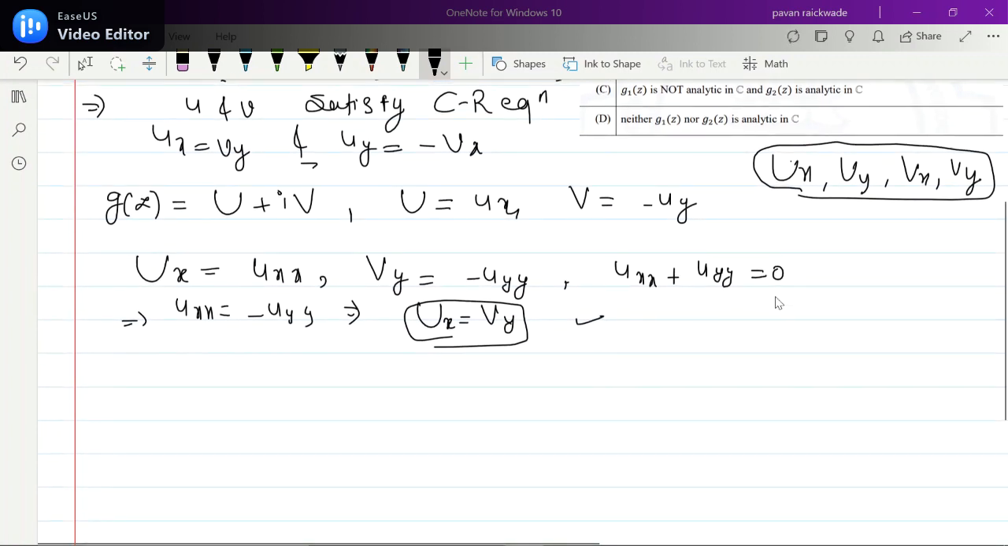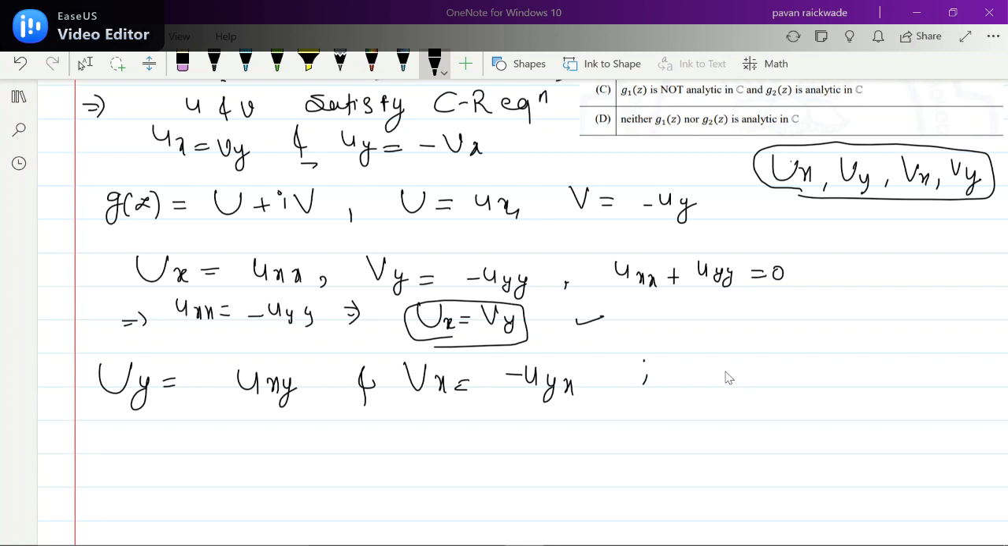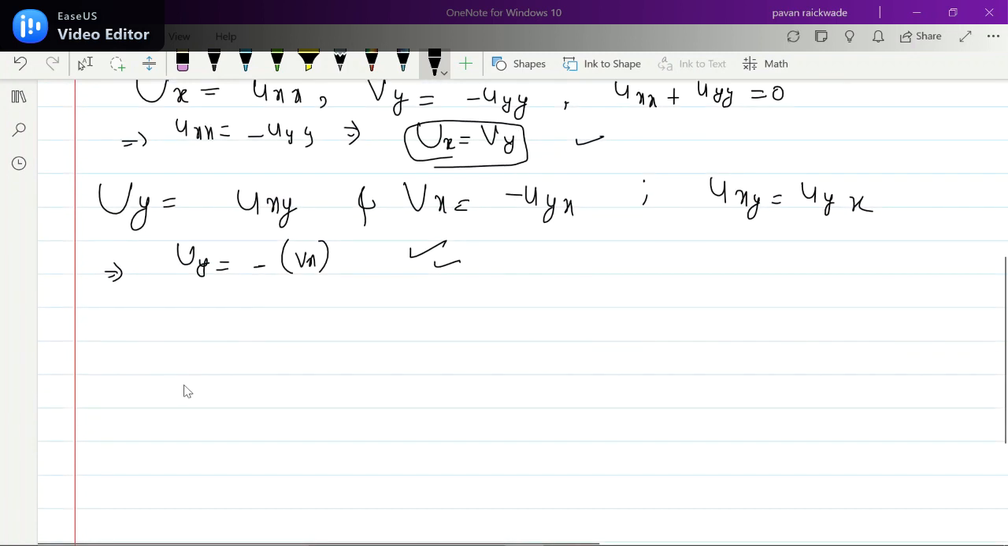Let's check for the second condition. Second condition is Uy equals minus Vx, right? Okay, so let's check what is Uy. Uy is uxy and Vx is equal to minus uyx. And we know for a harmonic function uxy equals uyx, which implies Uy equals minus of Vx. So we are through. For G1, the sufficient condition and necessary condition are both satisfied. So G1 is analytic in C. Fine. Let's check about G2.